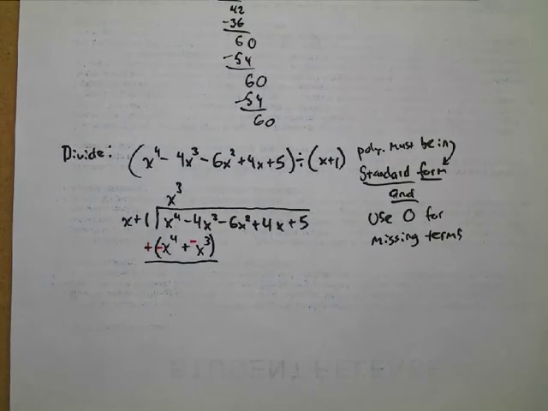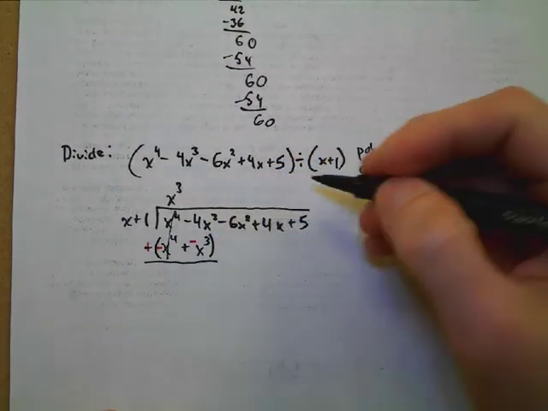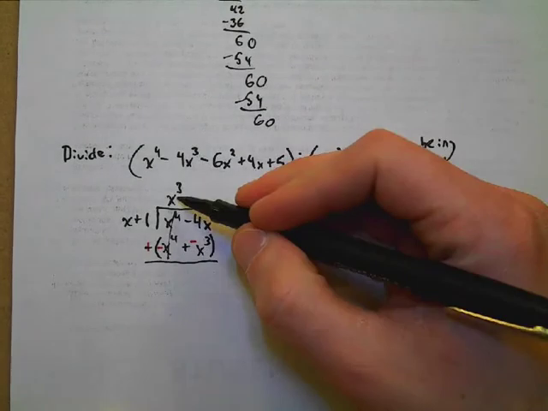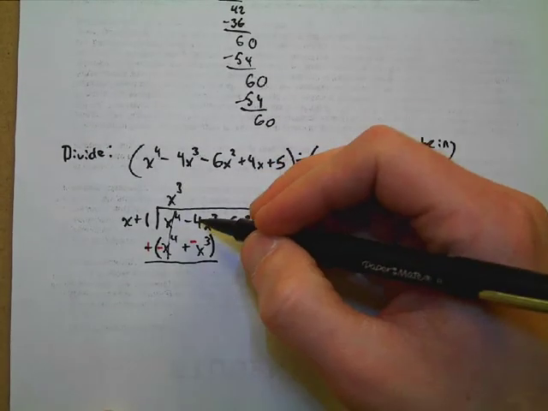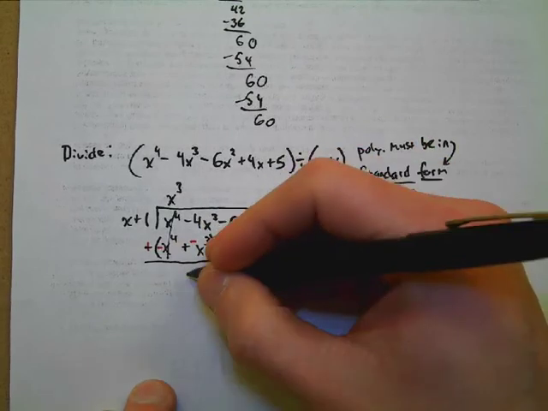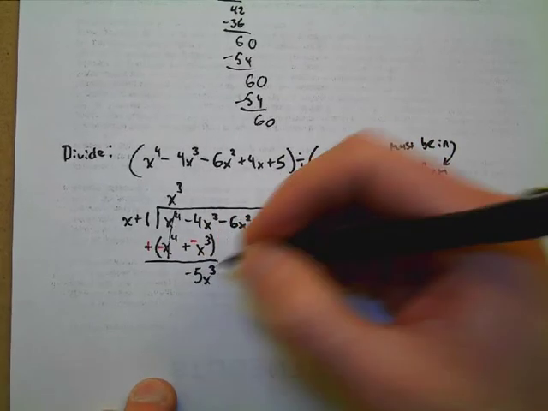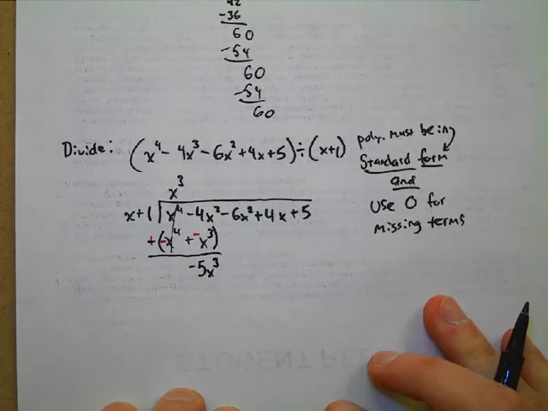Your lead term here will always cancel out if you chose correctly, right? We chose this x to the third so that these x to the fourths would cancel. And then we'll combine this. We have a -4 and a -1, so that makes -5 x to the third.